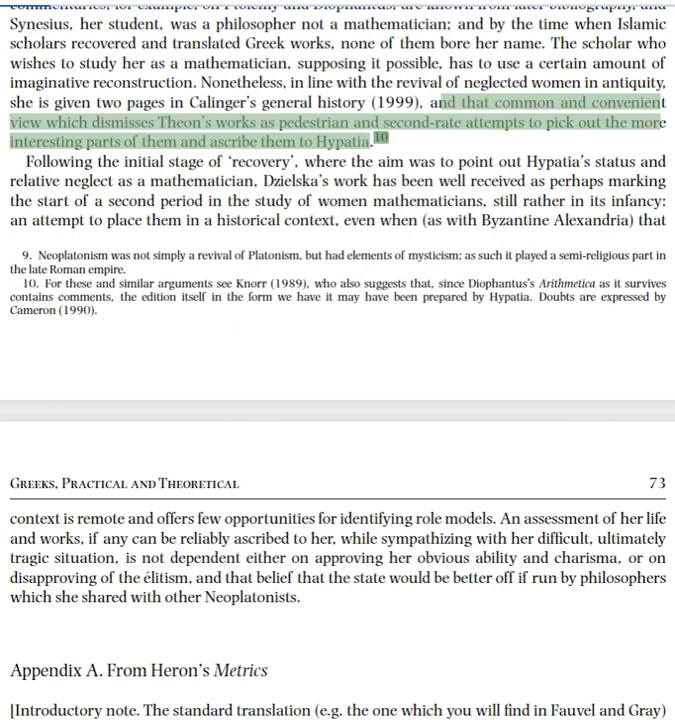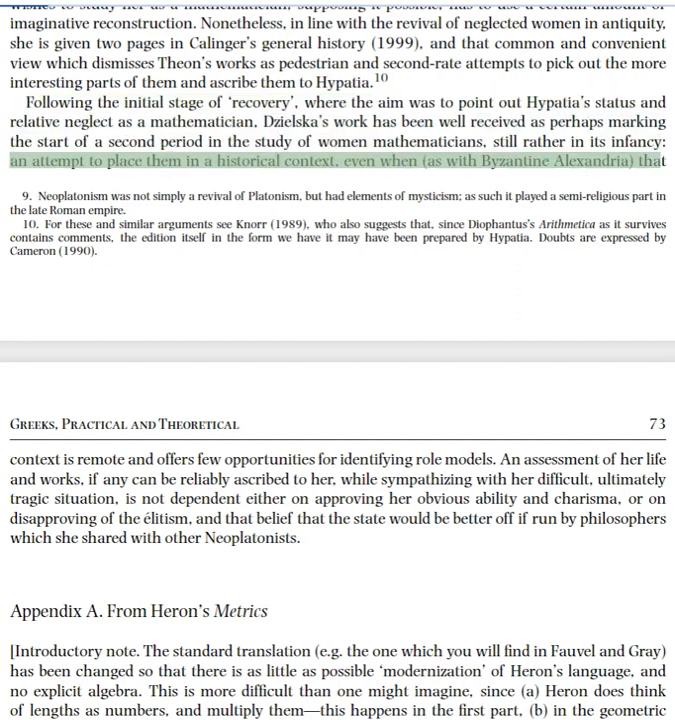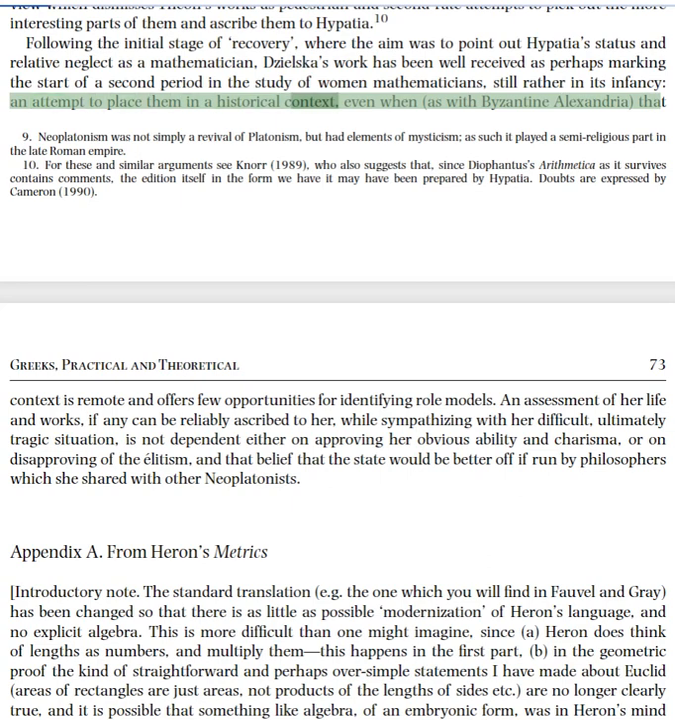Following the initial stage of recovery, where the aim was to point out Hypatia's status and relative neglect as a mathematician, Zielska's work has been well received as perhaps marking the start of a second period in the study of women mathematicians, still rather in its infancy. An attempt to place them in a historical context, even when that context is remote, offers few opportunities for identifying role models.